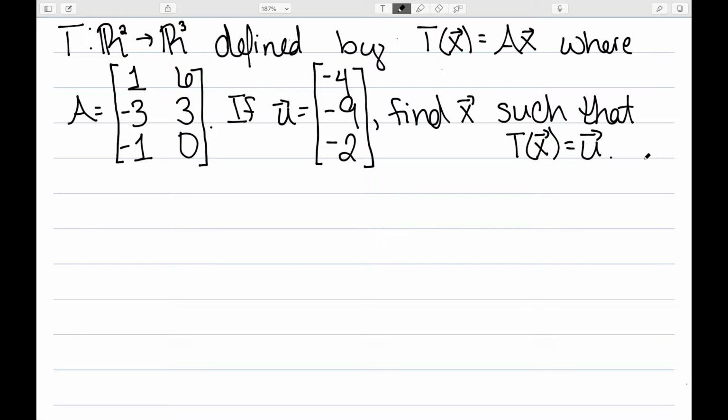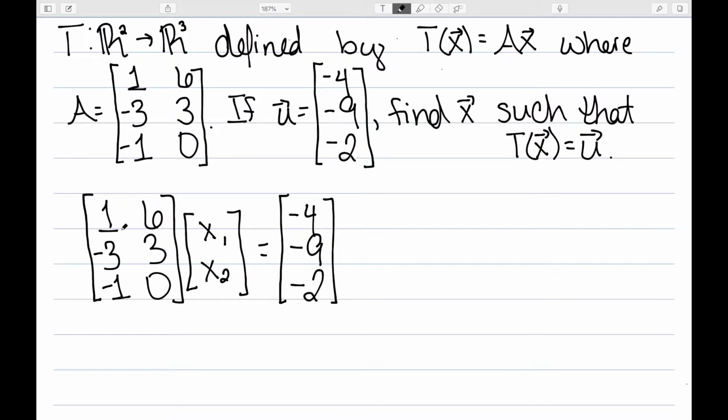I have my same transformation again, and this time I'm given a vector u equal to negative 4, negative 9, negative 2, and I want to find the x such that T of x is equal to u. Before, I had my input and I wanted to determine the output. This time I have the output and I want to determine the input.